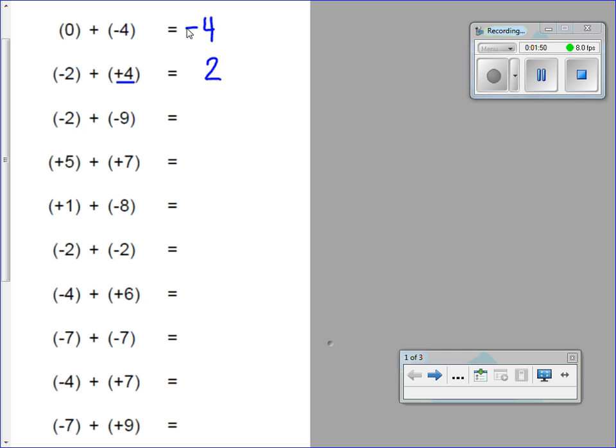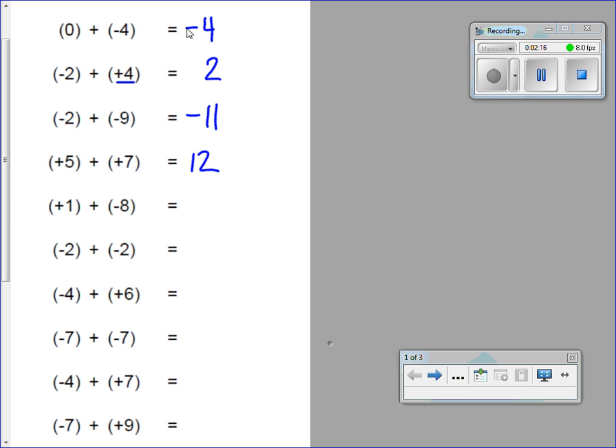Now, I have two numbers with the exact same sign. Not a tough one here. Add the numbers together. It's basically saying you're putting more negatives on top of a negative already. So it's just going to become more negative. So it's -11. Here we have 5 plus 7, okay? You should know that one. And we end up with 12.